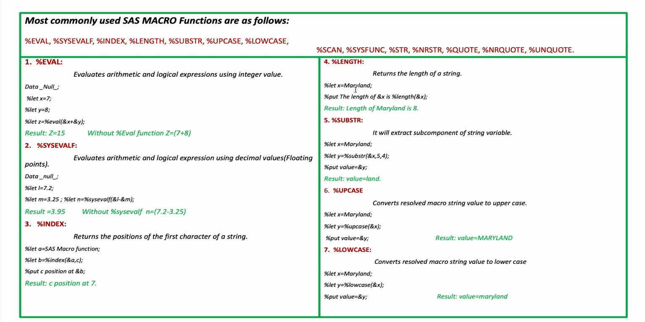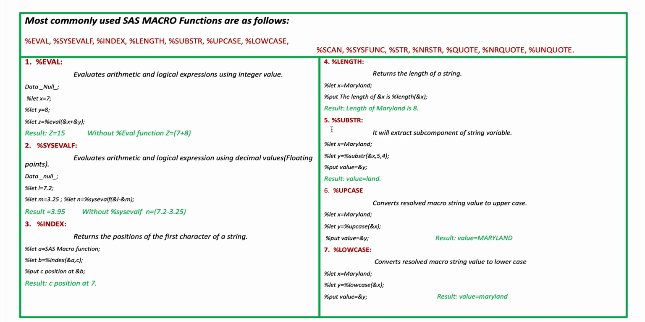Suppose we have a macro variable x and its value is Maryland, and we are going to print the value of length in our log window. That's why %put the length of &x is %length(&x), where &x is Maryland, and it evaluates the length. Its length is 8. It will display 8. That means 1, 2, 3, 4, 5, 6, 7, 8.